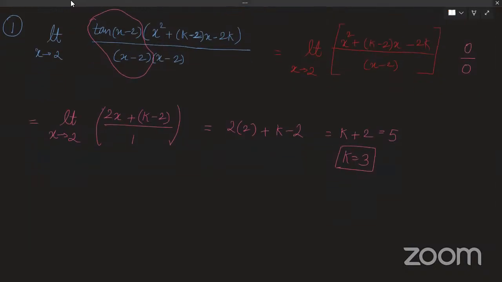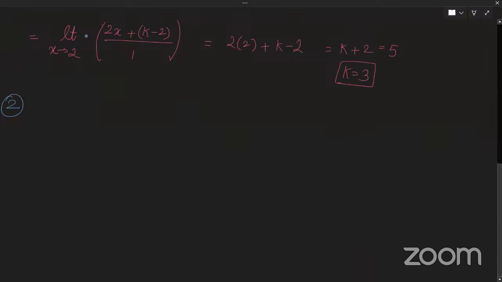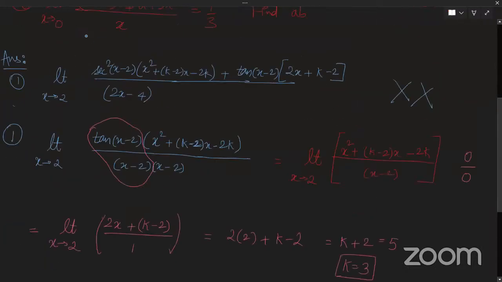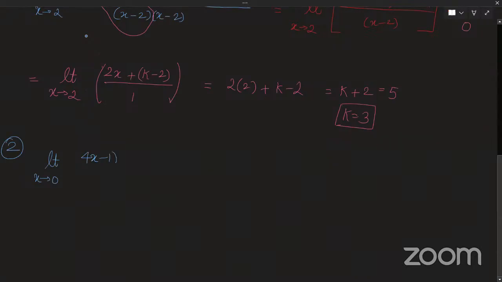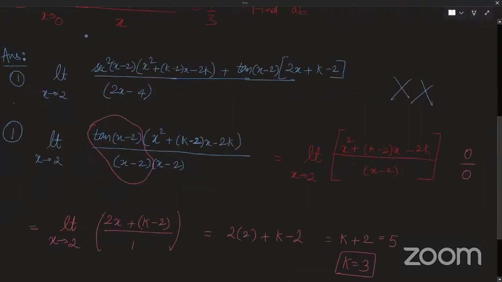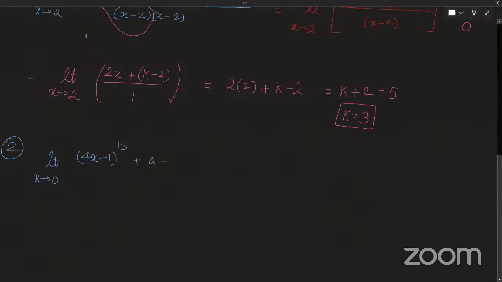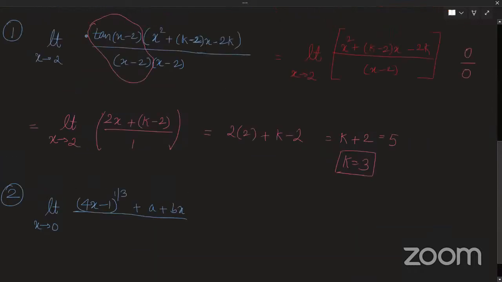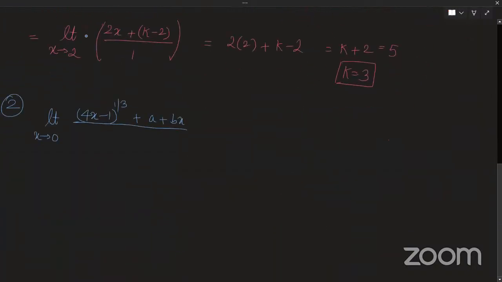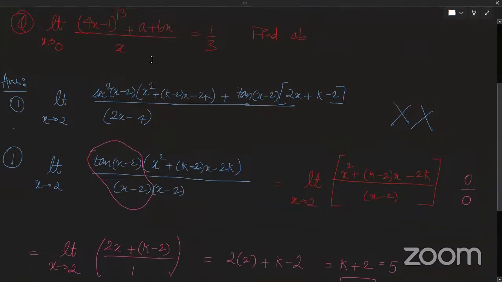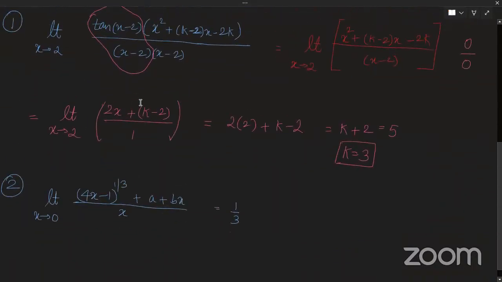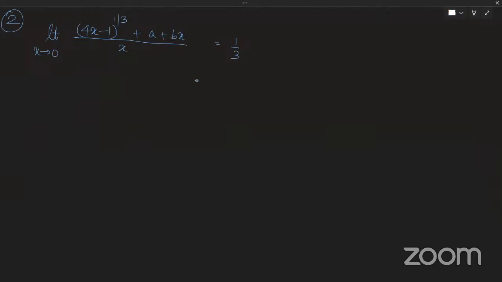Fine. So it was a really easy one. The second one is more important. Was anyone able to solve it? So you have got 4x minus 1 raised to 1 by 3, plus a plus bx, whole divided by x, is equal to 1 by 3. It is asking me a multiplied by b. So I will need to find both a and b in order to solve.